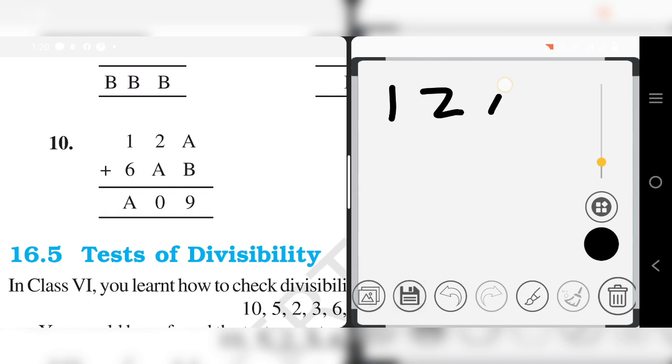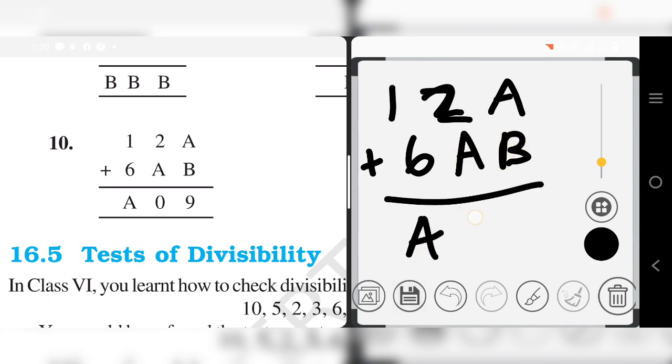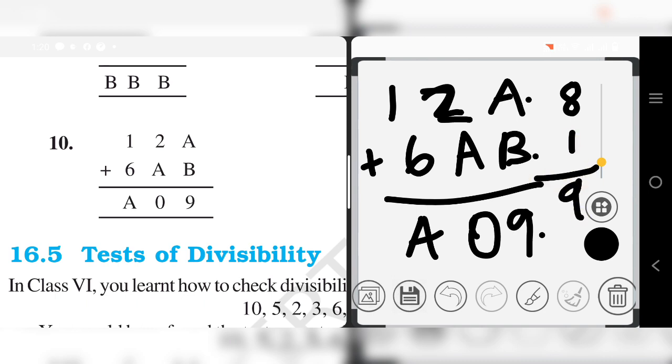1 to A, it is not Z, it is 2. 1 to A plus 6AB is equal to A09. Here also 2A and B if we add, we should get 9. Let's assume that 8 plus 1 is 9. Let's assume A as 8 and B as 1 and we'll get 9.